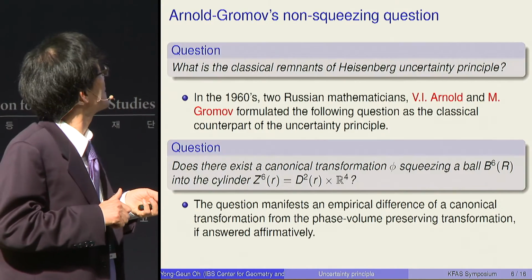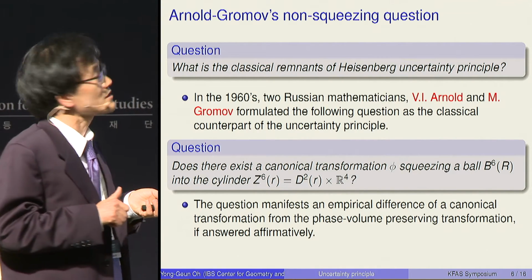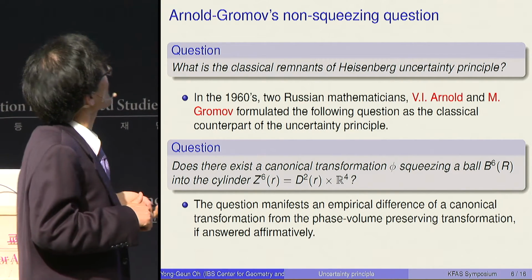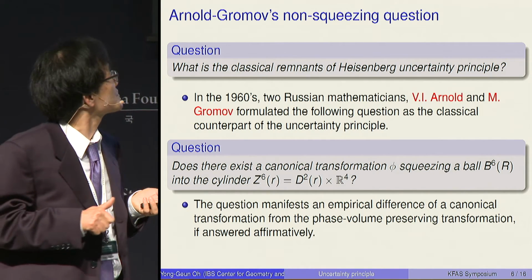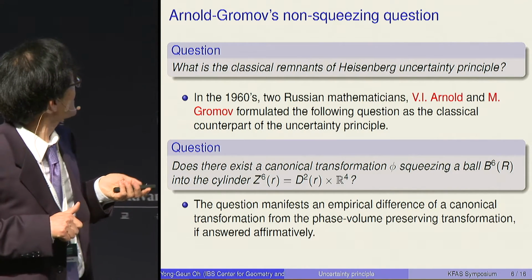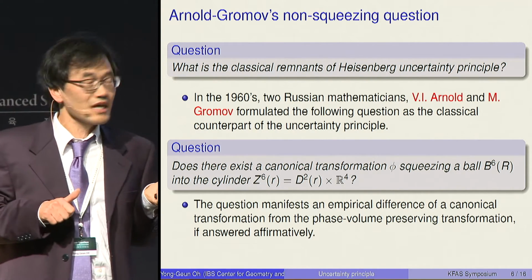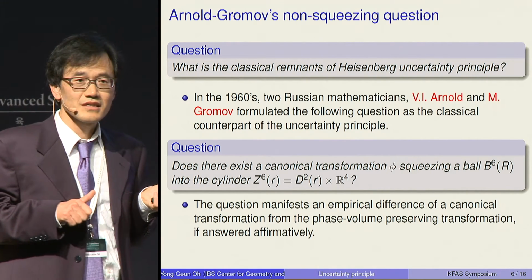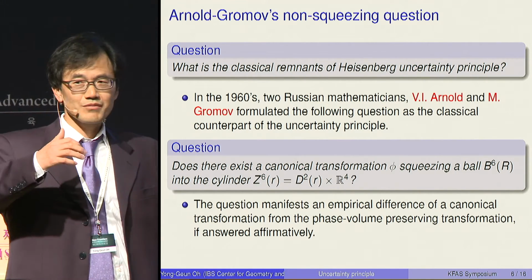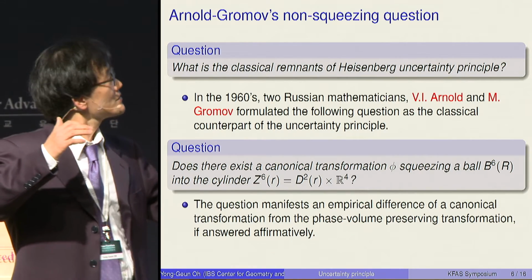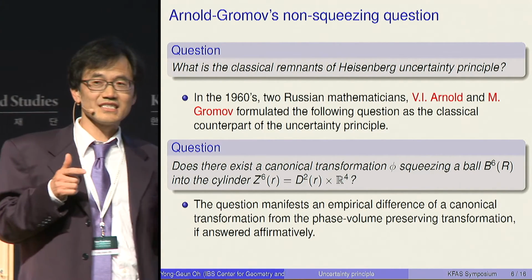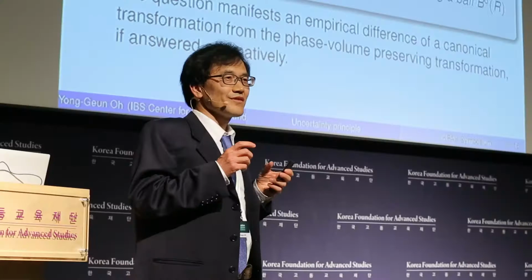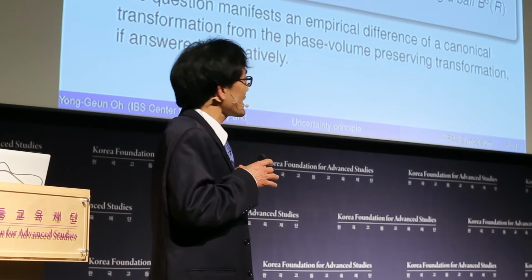And in 1960s, two Russian mathematicians, Arnold and Gromov, formulated the following questions. The question is, does there exist a canonical transformation squeezing a ball of radius capital R into the thin cylinder over very tiny disk of radius r?